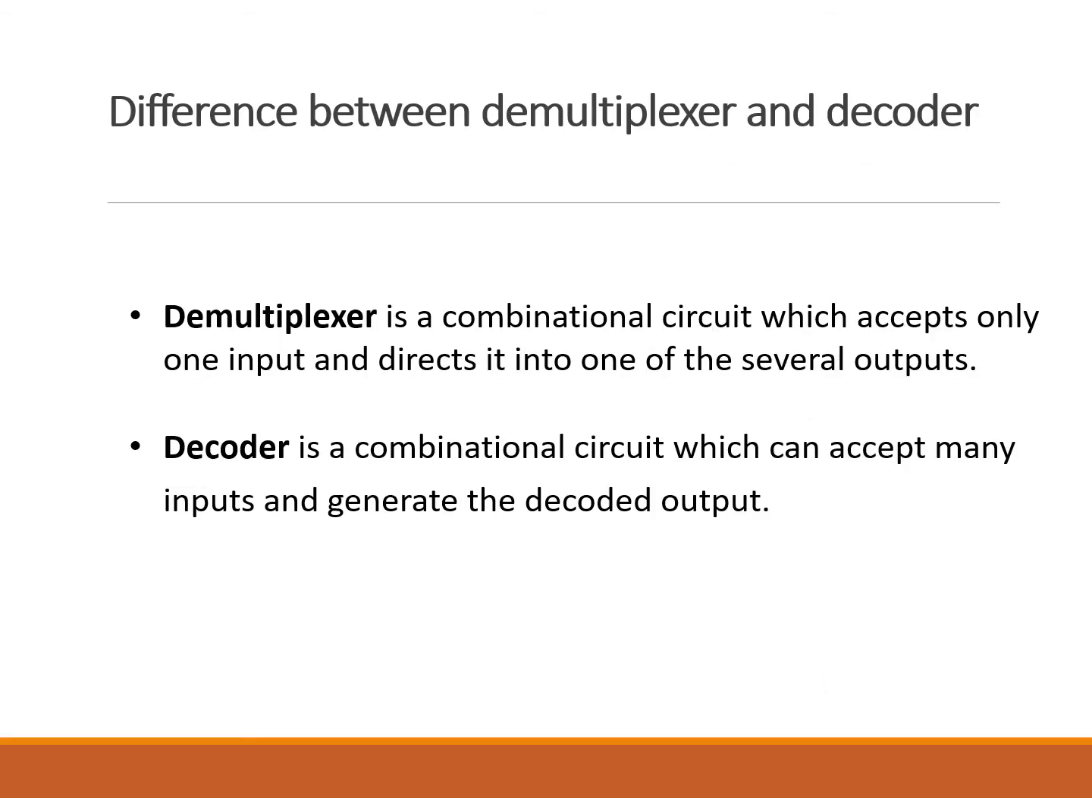Going into the different types of demultiplexers, we should first find out the difference between a demultiplexer and a decoder. A demultiplexer is a combinational circuit which accepts only one input and directs it to one of several outputs, whereas a decoder is a combinational circuit which can accept many inputs and generate the decoded output.